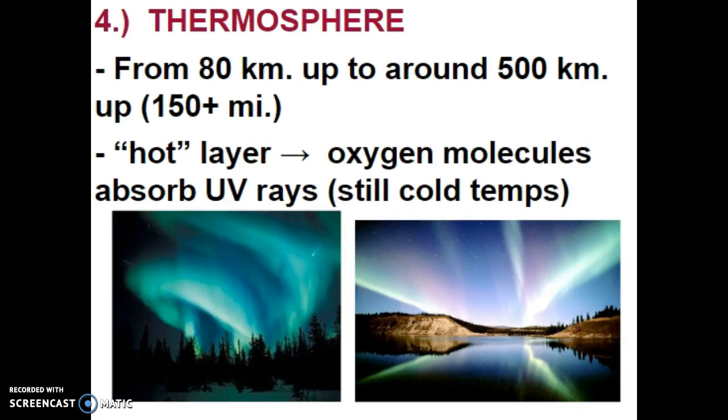The thermosphere is our next layer up. It goes up to about 500 kilometers. It's a very thick layer of atmosphere. We call it the thermosphere because oxygen molecules that are there will actually absorb ultraviolet rays, and the thermosphere is the only layer of atmosphere where there's a temperature increase from the bottom to the top.